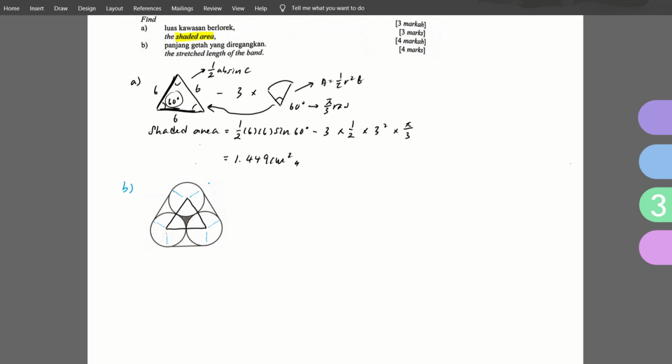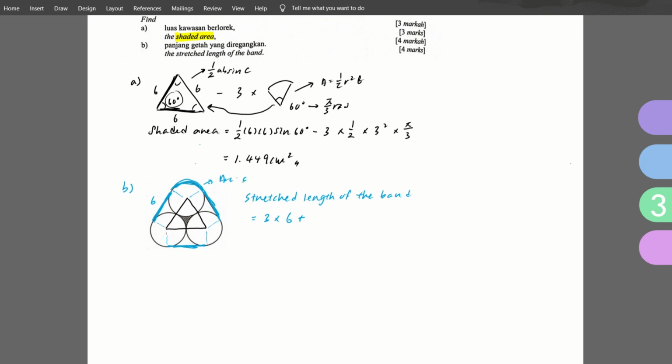The reason we are doing this is because we can use this way to find the length for this part first, which is 6 cm. So the same goes for the other two sides. So here we can write 3 times 6 first. And then for the curved part, which is here, this is actually our arc.